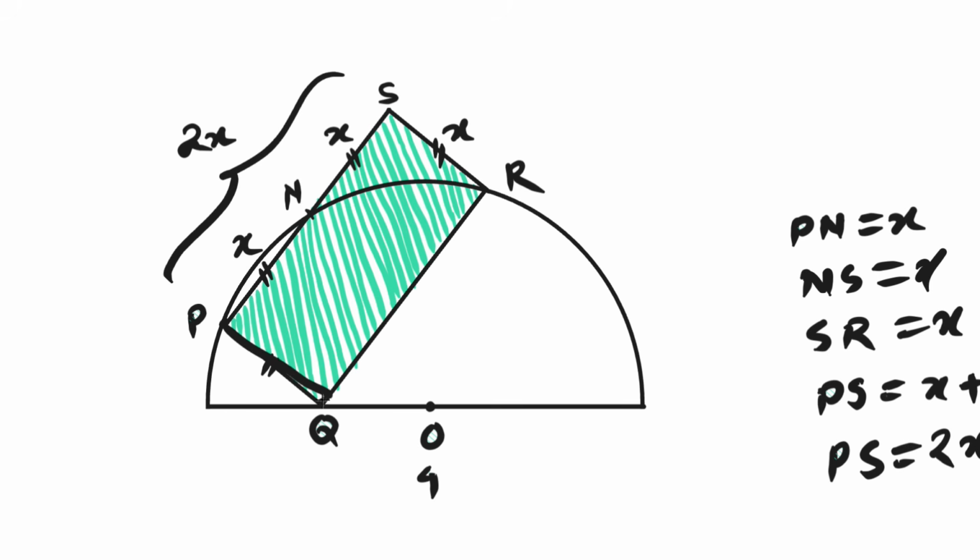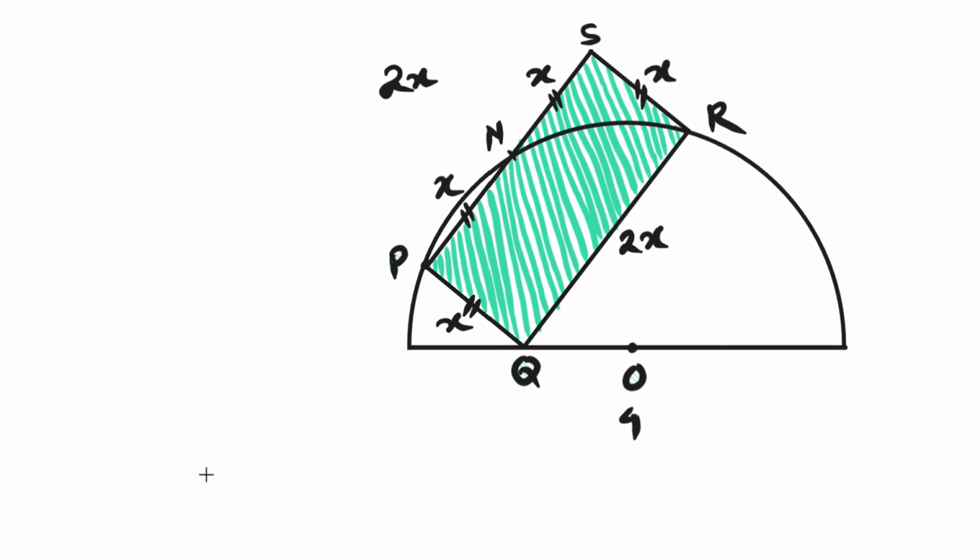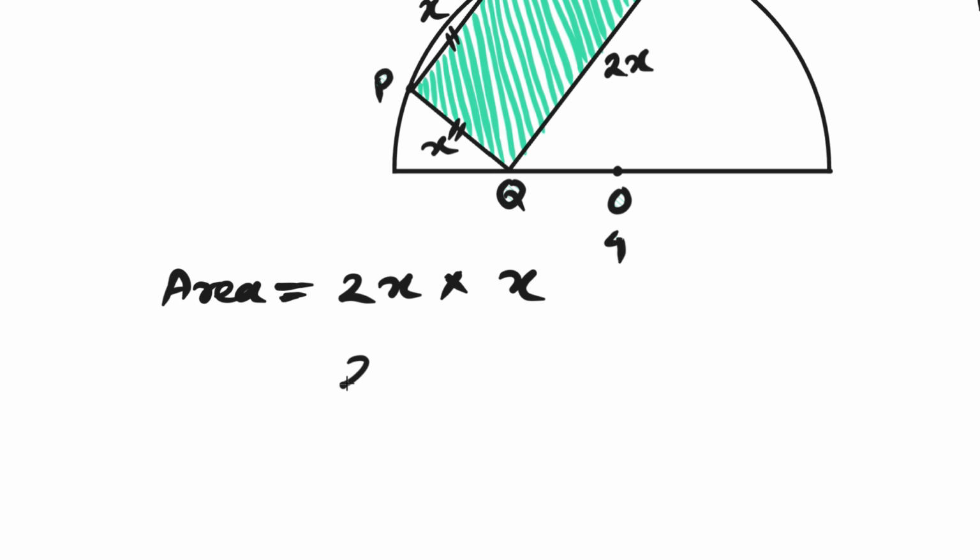Since PQRS is a rectangle, opposite sides are equal. Therefore, side QR also has length 2x. The other pair of opposite sides, PQ and SR, each have length x. So the dimensions of our rectangle are 2x by x. That means we can already write down the area formula. Remember, the area of a rectangle is its length multiplied by its width. Therefore, the area of the shaded region is 2x multiplied by x, which gives us 2x squared.